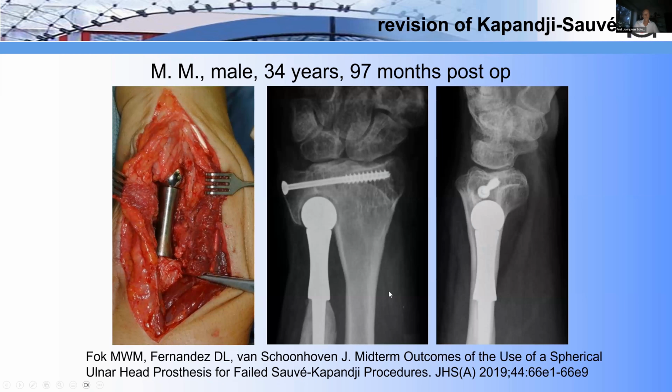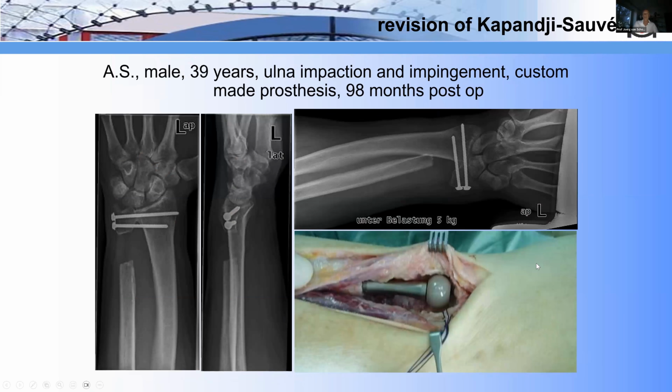And this is what it looks like. You ream a ball and socket system under the bone block of the Sauvé-Kapandji procedure, and then we use a spheric ulnar head and restore the stability, not by means of a soft tissue procedure, but in a bony way, like a ball and socket joint.